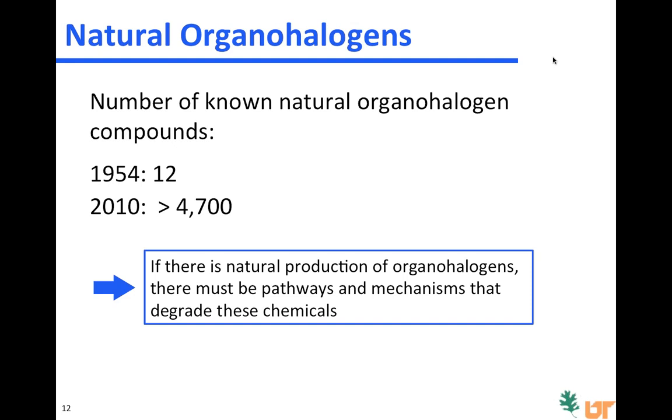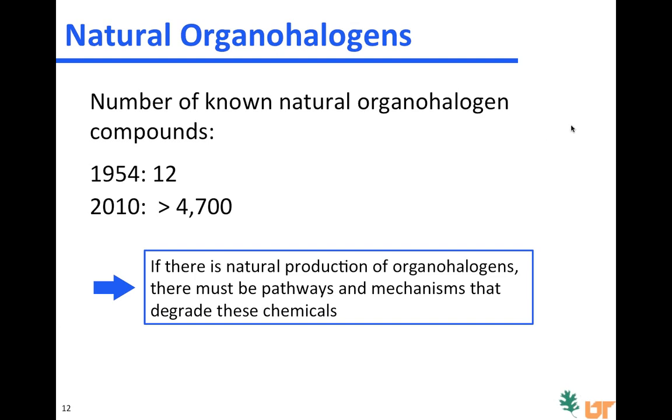Now, on the next slide, it shows you the number of known natural organohalogens. So compounds that carry a halogen bound to a carbon atom. And in 1954, we only knew 12, very few. So in 2010, this number has increased significantly to nearly 5,000 compounds that we recognize are produced naturally and have carbon halogen bonds. And the vast majority of those compounds are actually chlorinated compounds.